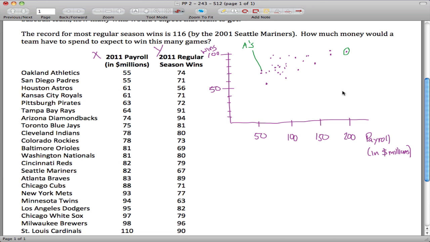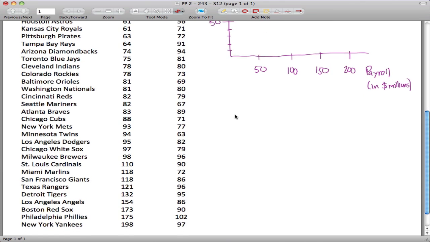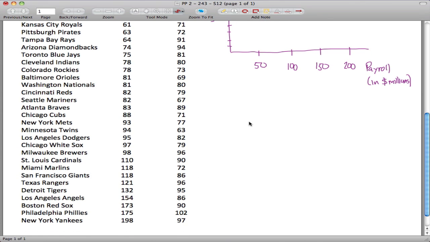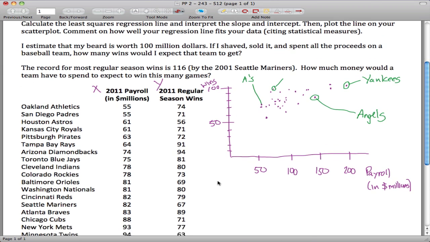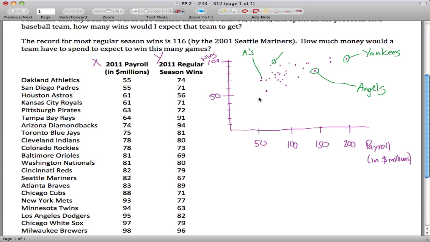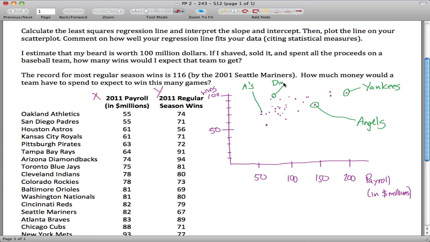This one out here is kind of interesting because they spent so much money. This is the Yankees, of course. They spend a ton. Who else? This one's kind of interesting in that they spent a lot of money, but they really didn't win that much. Let's see, someone spent 150 million, but only won 86 games. This is the Los Angeles Angels. So I don't know, that's kind of interesting. And this guy right here is kind of interesting too. You didn't spend that much money, but he won, what, almost 100 games, 95 games, something like that. That's probably the Arizona Diamondbacks. So I don't know, there's a few points that I found especially interesting.